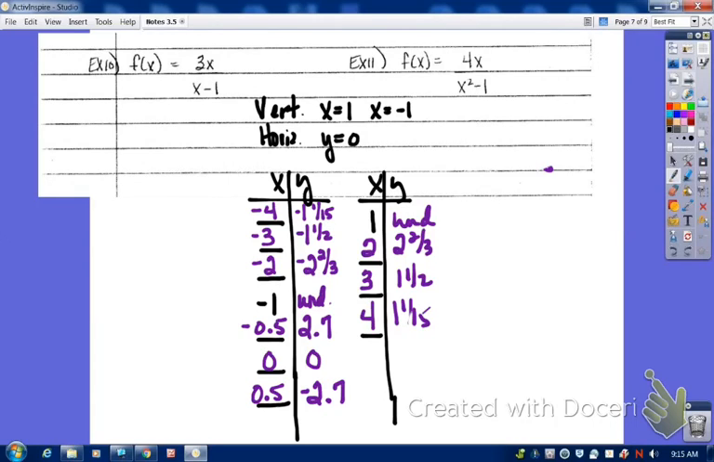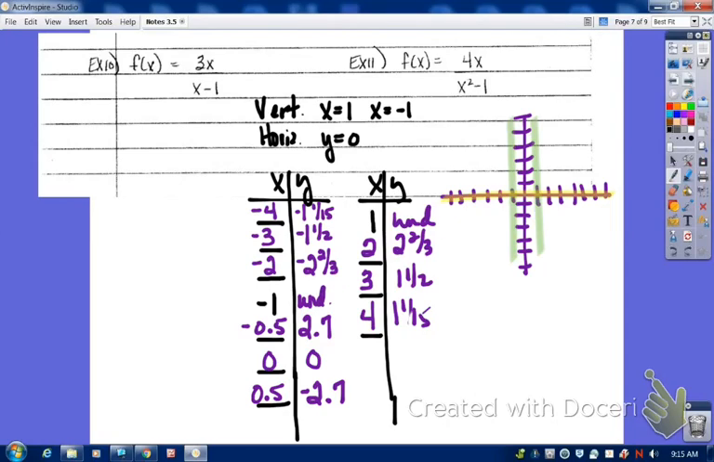Alright, we're almost out of time, so let's sketch this thing out. So we're going to draw our y-axis and our x-axis. We have 2 vertical asymptotes. One is at -1, one is at +1. And we have a horizontal asymptote at y equals 0, which is the x-axis.